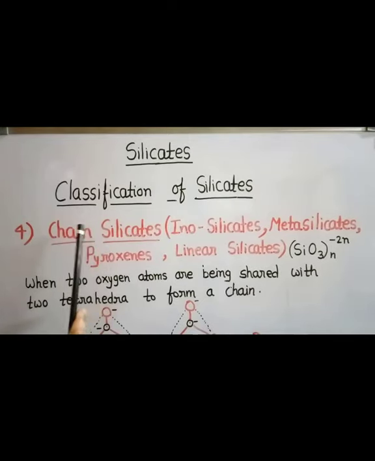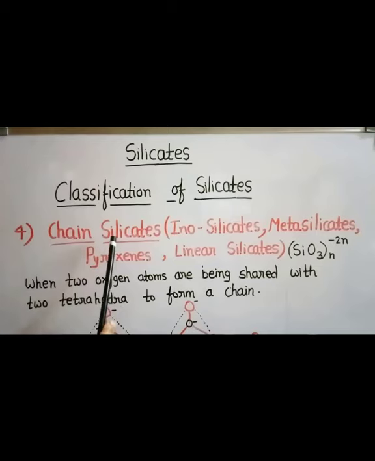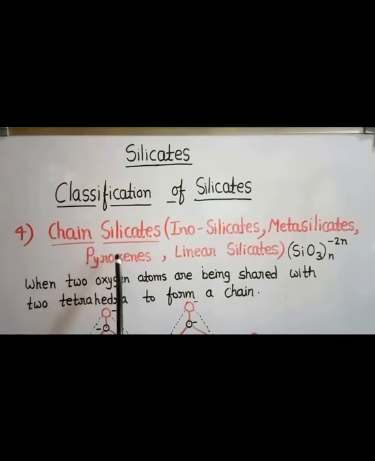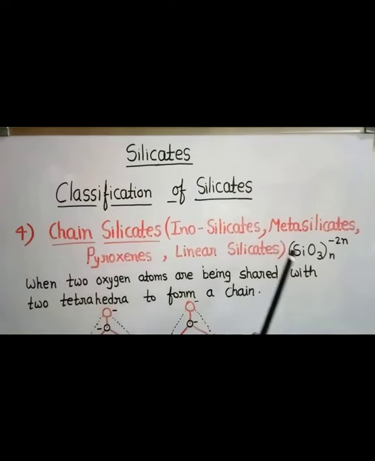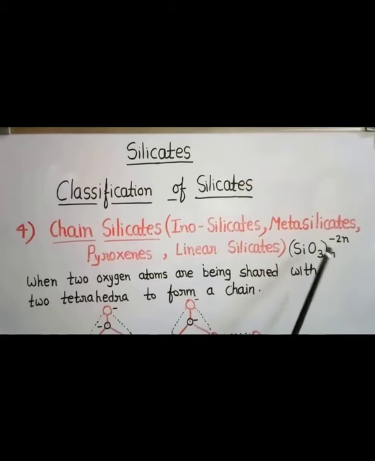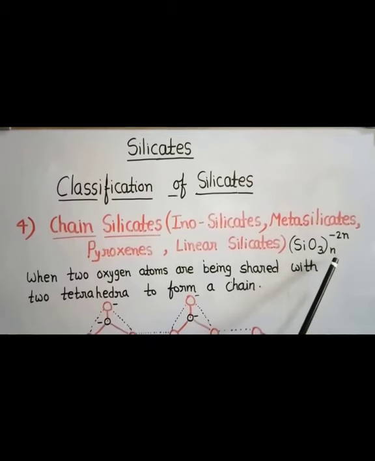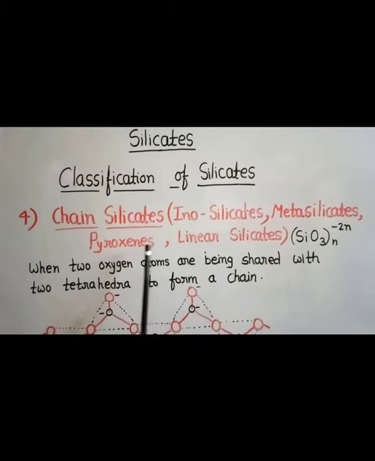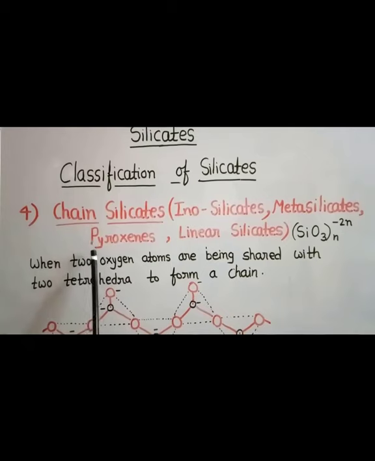So the next silicate is chain silicates. That is the classification: first, ortho, pyro and cyclic. They come under the 2-dimensional structures. So next we are going to see chain silicates, inosilicates, metasilicates, pyroxenes and linear silicates. So first, chain silicates. Chain silicates are otherwise called pyroxenes. First, what are inosilicates?